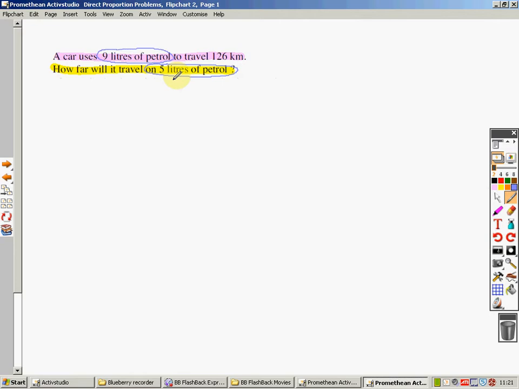The technique we're going to use for this is called going through one. You don't need to really know that, but it's one that your teacher may have spoken to you about. I quite simply write down the information I'm given in the question. A car uses 9 litres of petrol to travel 126 kilometres. And the trick here is to write 1 in the middle, and this is why we call it going through 1.